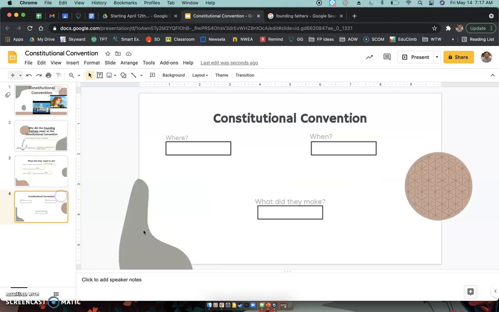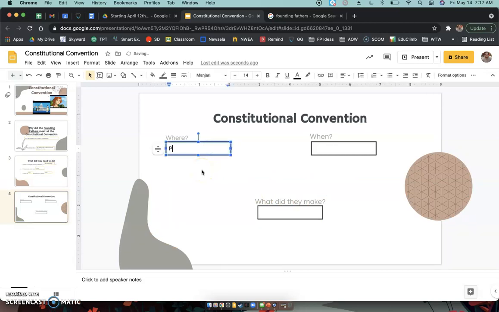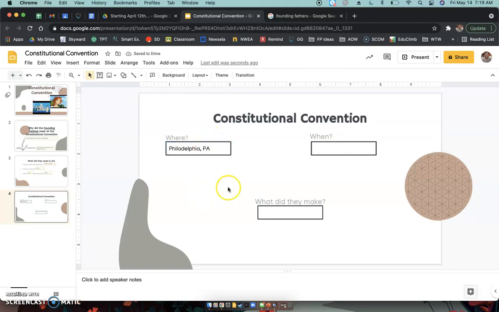Okay, so just kind of the basic here, Constitutional Convention. This is the last thing for today. Where was it? So this is in Philadelphia, and that is in the state Pennsylvania, which is abbreviated. We'll make it short for PA.